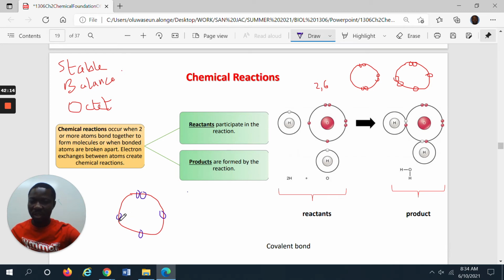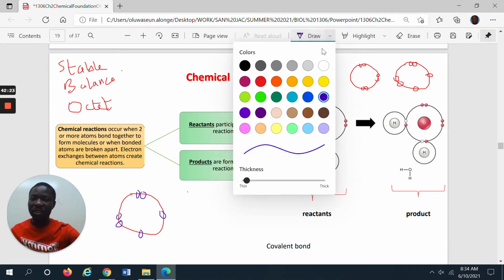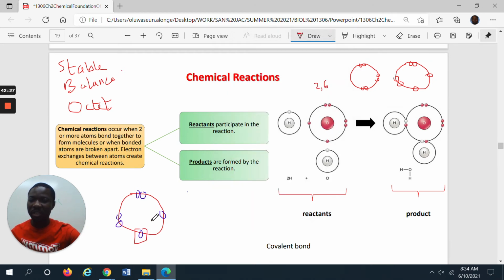7. 1, 2, 3, 4, 5, 6. So now we have 2 electrons that don't have a partner, that are not paired. Those are the electrons that are interested in chemical reactions because they have to be paired. All right? It is when an electron pairs together with electrons on a different element that they bond together, and that is chemical reaction.